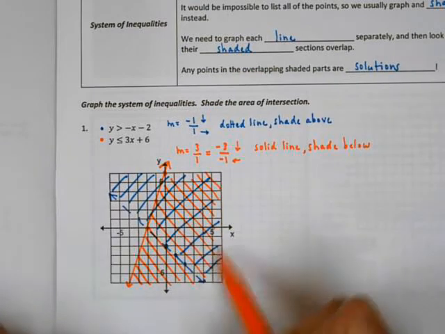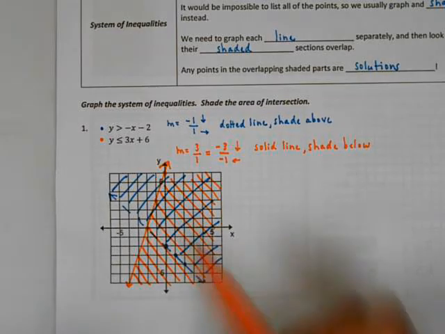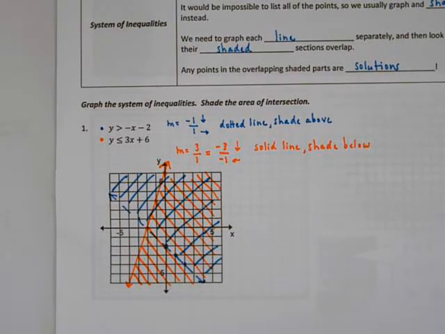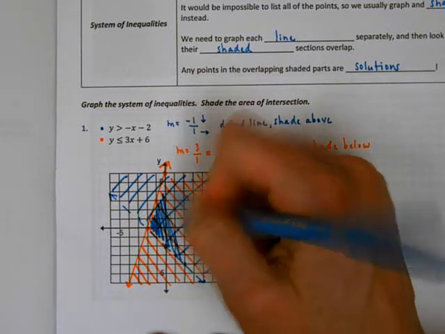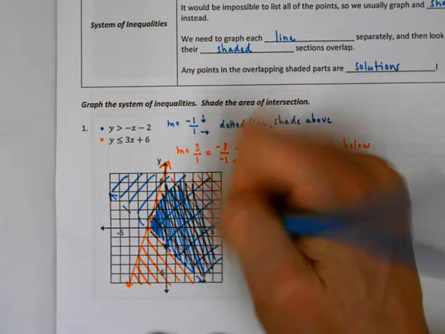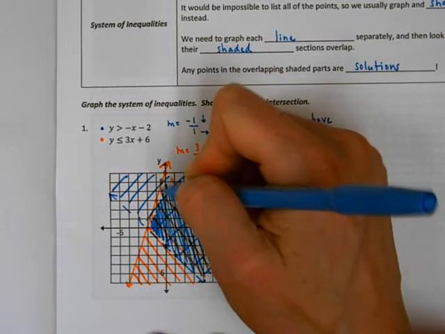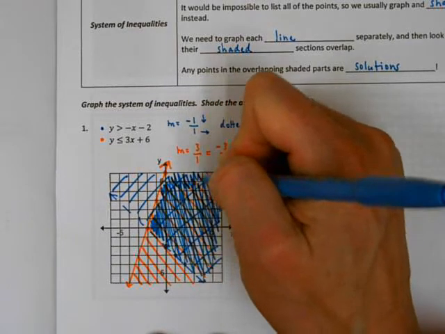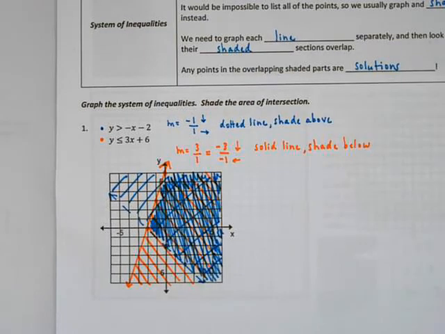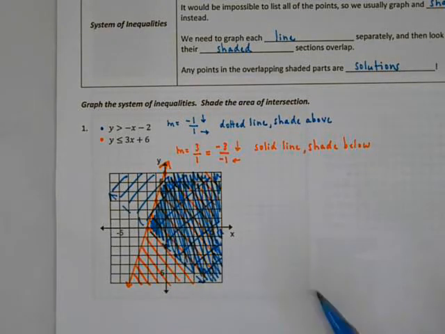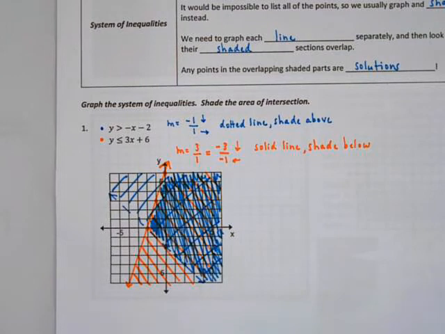Now you can notice in this area here, here's where my orange and my blue are overlapping. So that is going to be the area of intersection. So I'm going to go ahead and just shade in this overlapping area. So all of these points in this blue area are points that would make both of my inequalities true. And so that's the idea here, is you're looking for where those shaded areas overlap.